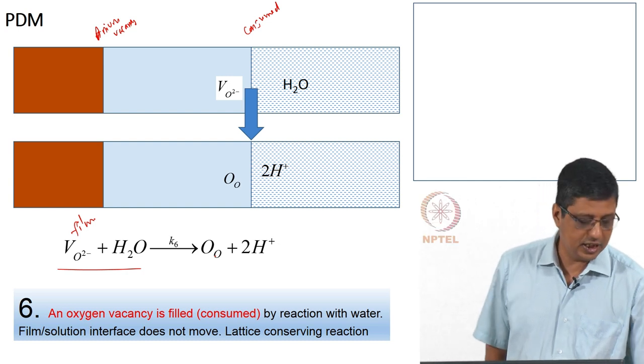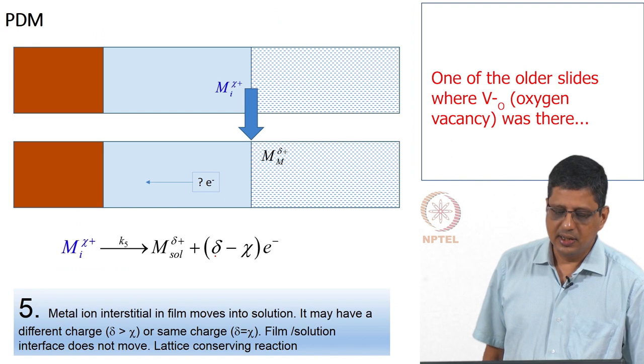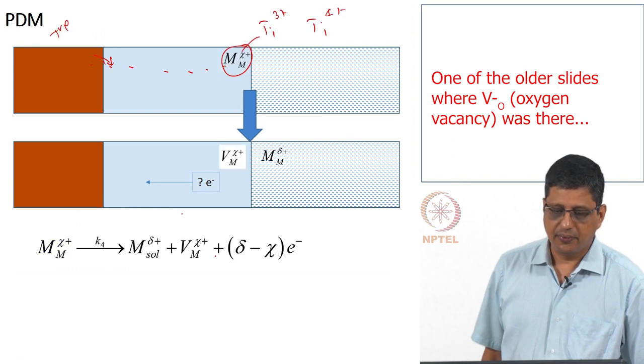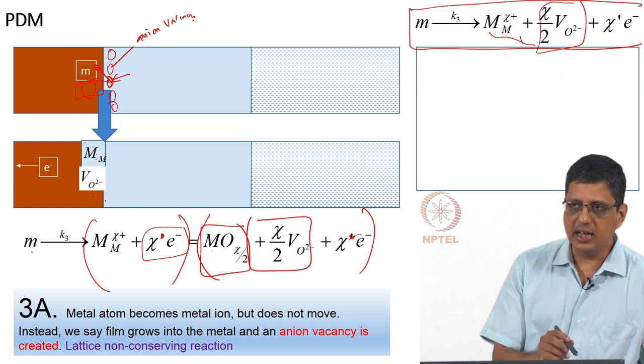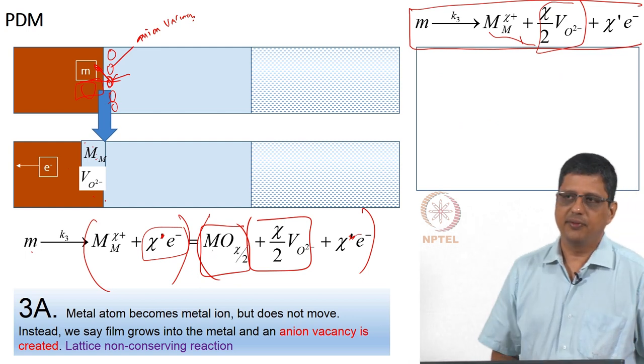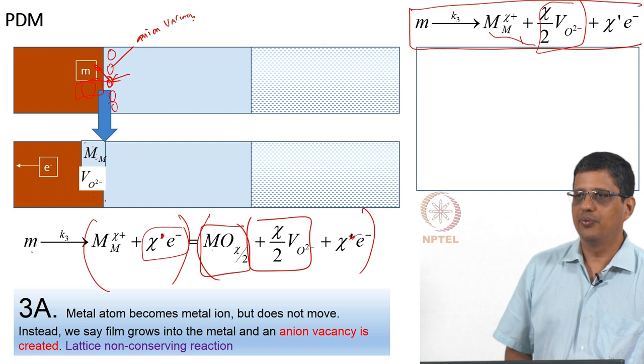Previous slide is interstitial going into this. One of the older slides where V O was there. No, it is not competing. This is the one, right? 3. Formation of V O.